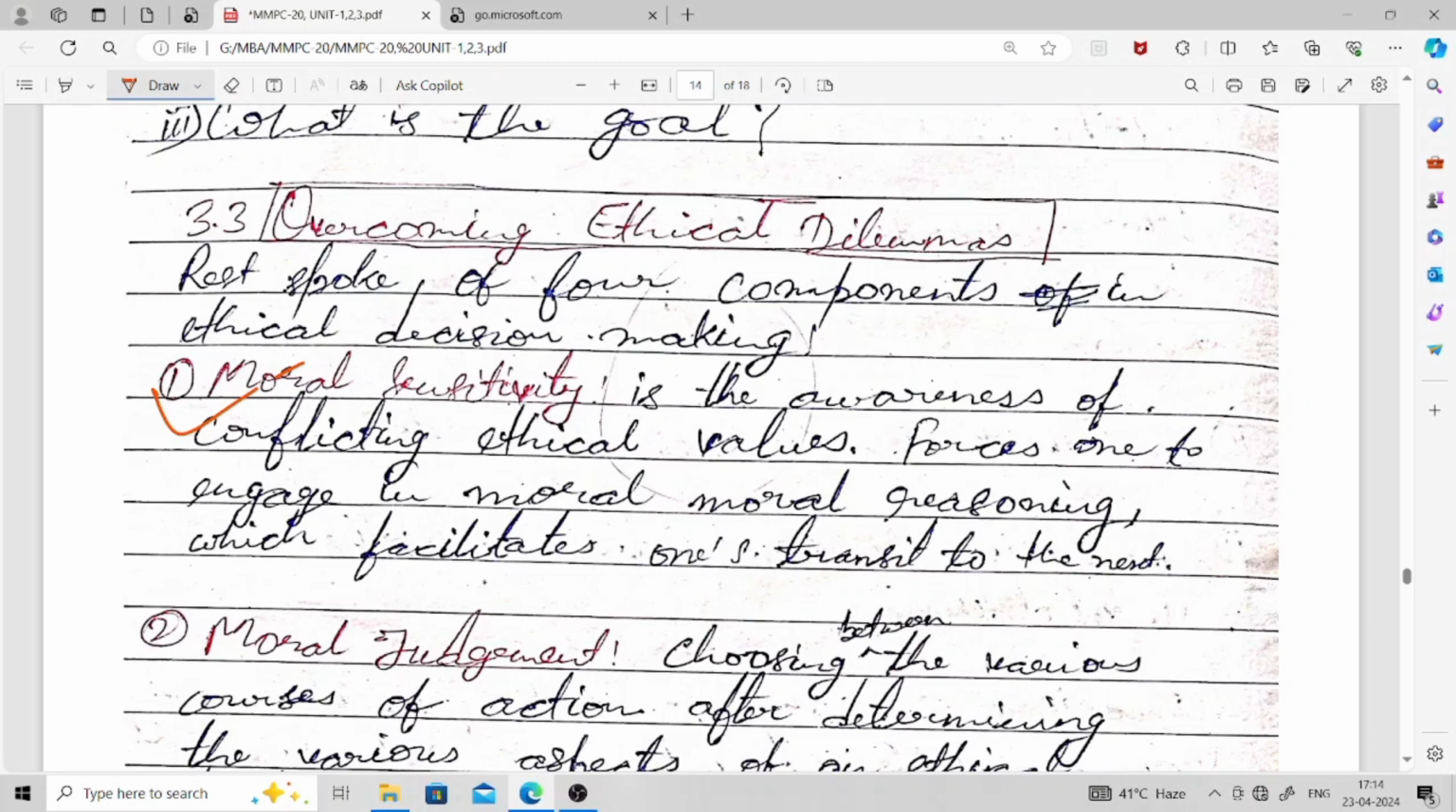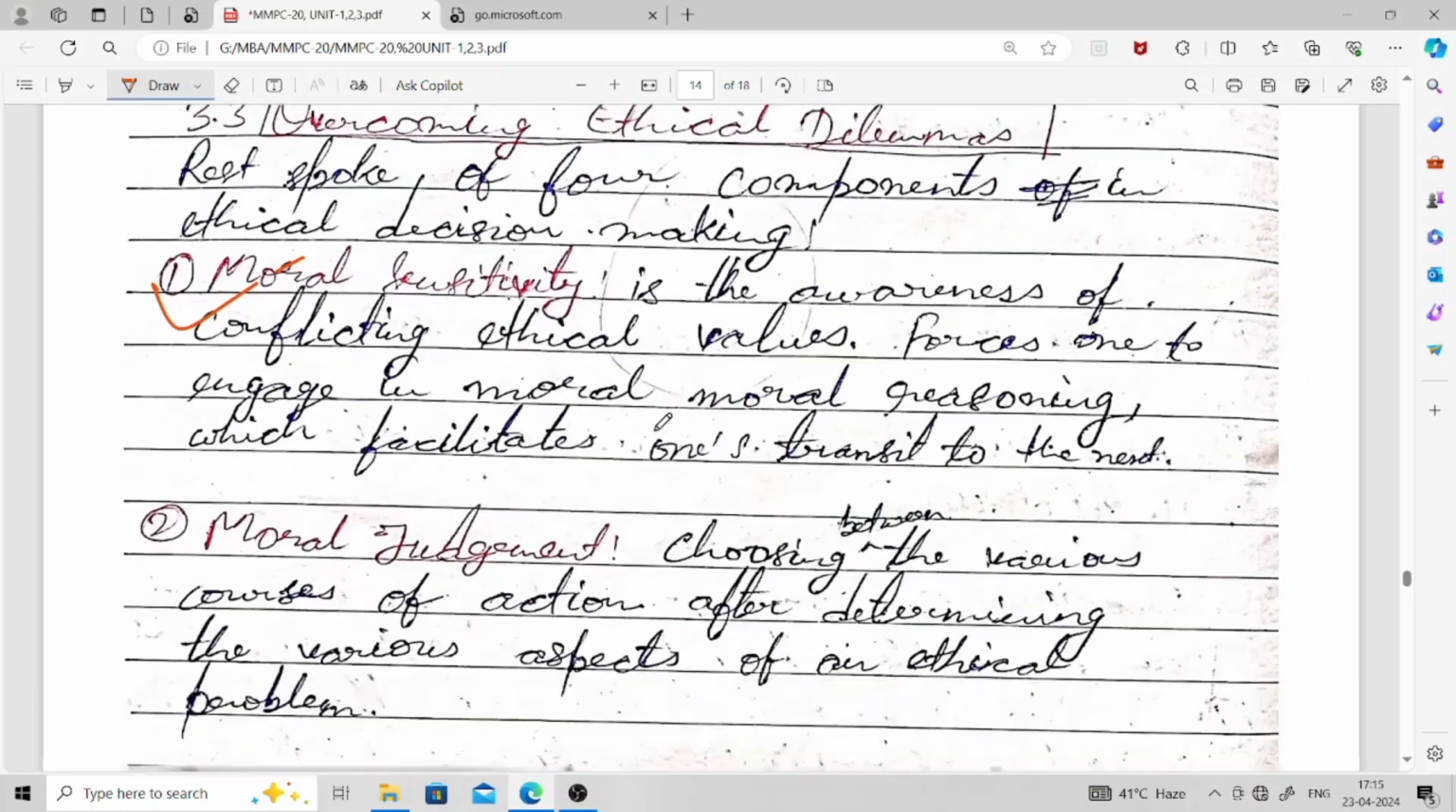There is moral reasoning, which facilitates one's transit to the next. Here people should be sensitive about the conflicting ethical values, because people value in different ways, and there are different reasons to value different things. That is why people should be aware, or sensitive, of the conflicting ethical values. That is moral sensitivity. The second component of ethical decision making is moral judgment.